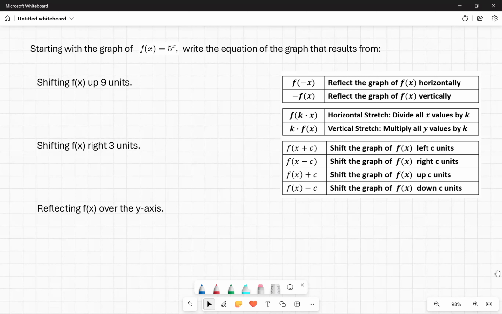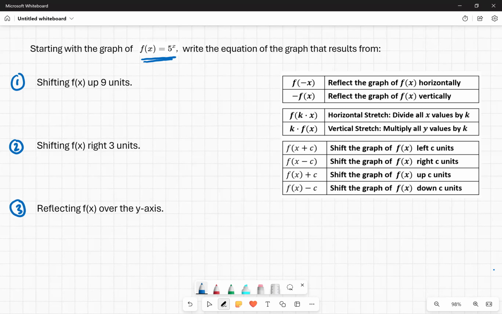Starting with the graph of f of x equals 5 to the x. So we're starting with this exponential function here. Write the equation of the graph that results from, now we have three transformations. So we'll call that maybe problem 1, problem 2, and problem 3.